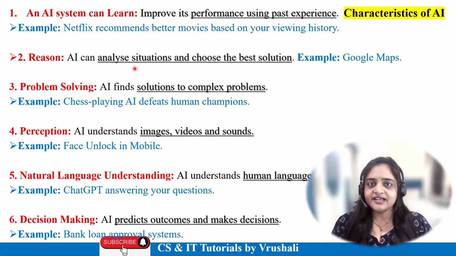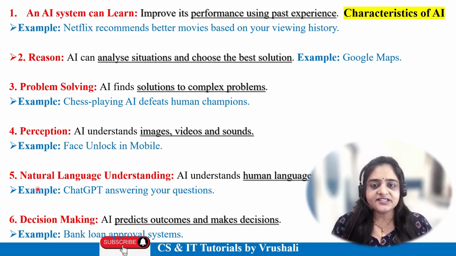Next one, AI system can do reasoning. Reasoning means here AI system analyzes the situation and as per that situation they choose the best solution. For example, Google Map. Next one is problem solving, like AI finds solutions to complex problems. Then perception means AI can understand images, videos and sounds. Like the face unlock feature in mobile. They understand the facial expressions, features and as per that they perform the action.